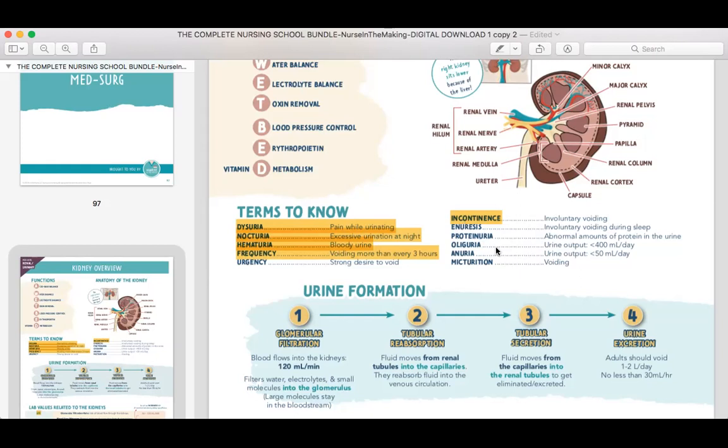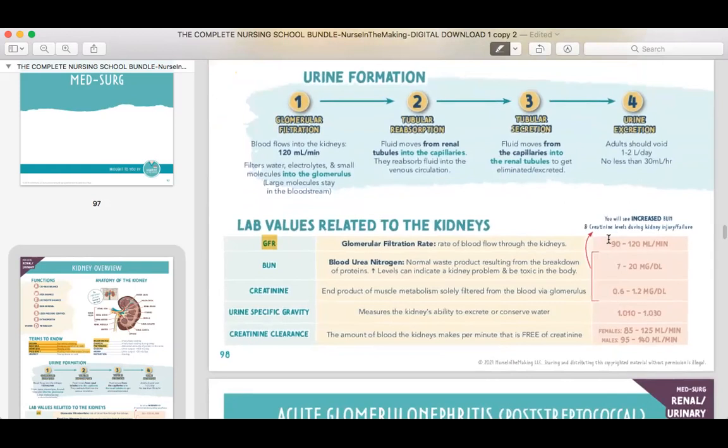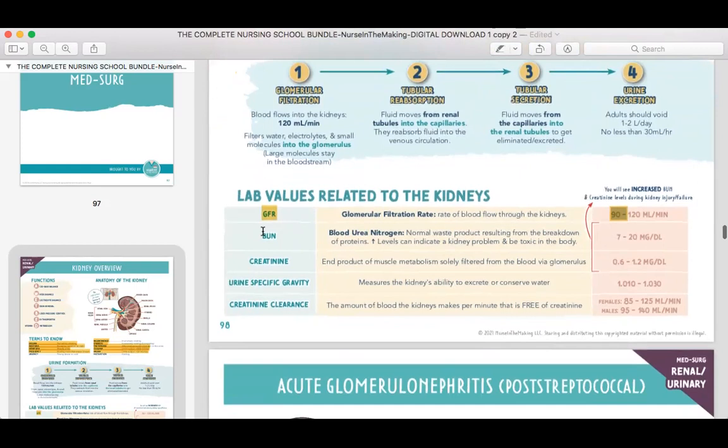But I know proteinuria, you do have to know because that does come up with patients that have nephrotic syndrome. They do have proteinuria, which is protein in the urine. Oliguria is less than 400 milliliters per day. Anuria is less than 50 milliliters, or without urine, A-N, without. But definitely you want to make sure that your filtration rate is at least 90 to 120. Your BUN, you want to make sure that it is 10 to 20.